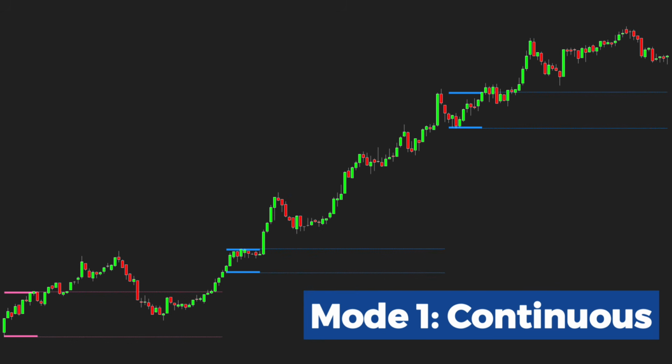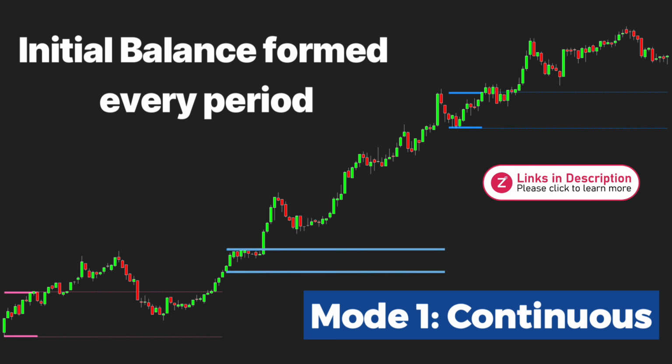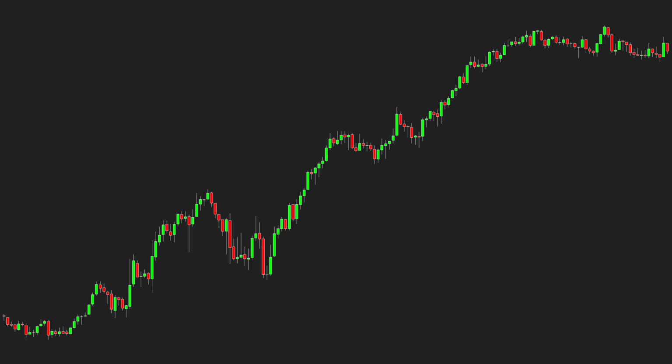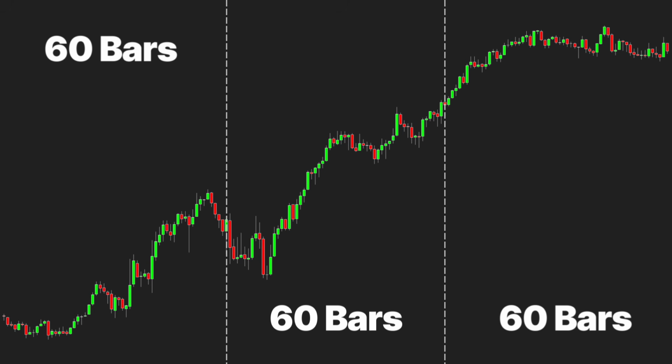In Flex TPO, continuous is the mode in which the indicator creates initial balance continuously and sequentially. When one period ends, a new period begins immediately, without skipping any time. For example, you choose a period of 60 bars, and the initial balance is the first 10 bars. This means that each set of 60 bars is treated as an independent period.